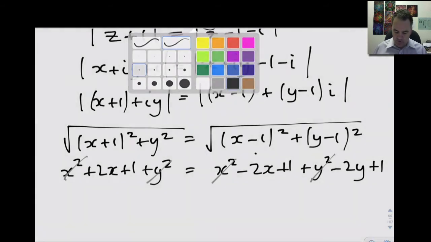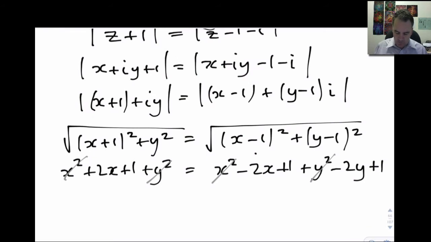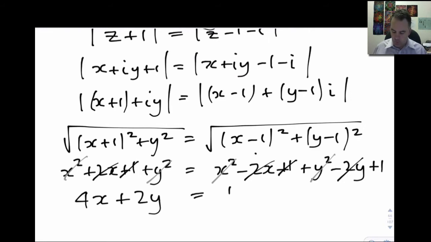Let's deal with the rest. If I add 2x to both sides, I get 4x. So I've dealt with those two. If I subtract 1 from both sides, it's going to get rid of those ones, but we've also got this 1 here, so we're going to subtract 1, and I'm going to add 2y to both sides. Actually, let's just leave the 1 over there. There we go, 4x plus 2y equals 1. That's the equation of that line that we drew up there.